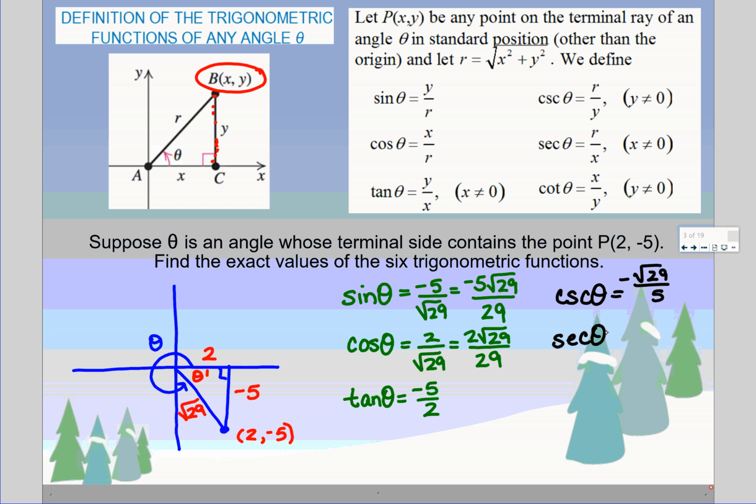Secant, reciprocal of cosine, would be rad 29 over 2. And then cotangent, reciprocal of tangent, -2/5. Okay? Any questions? Okay, so we plot the point. We connect the point to the x-axis, connect the point to the origin. That forms the triangle that you need to answer these questions. All right.